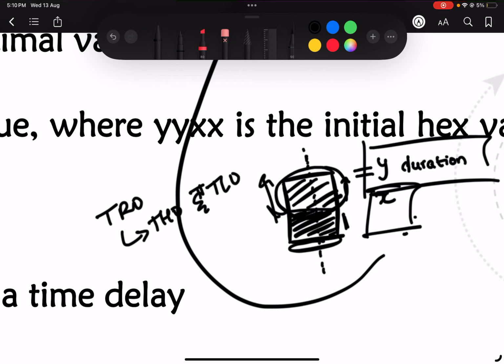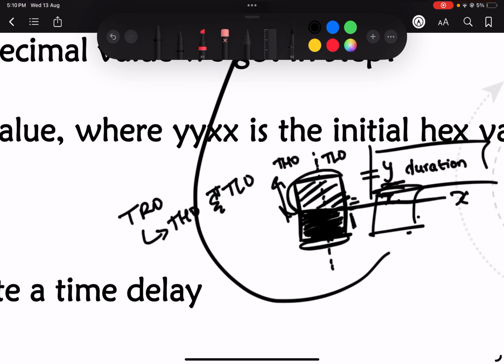TH, TL. Now, what your timer is going to do is, you want a delay of y seconds. So how the 8051 microcontroller works is, whatever value of x you get, it will start incrementing from that value. So if this value is x, it will start incrementing.